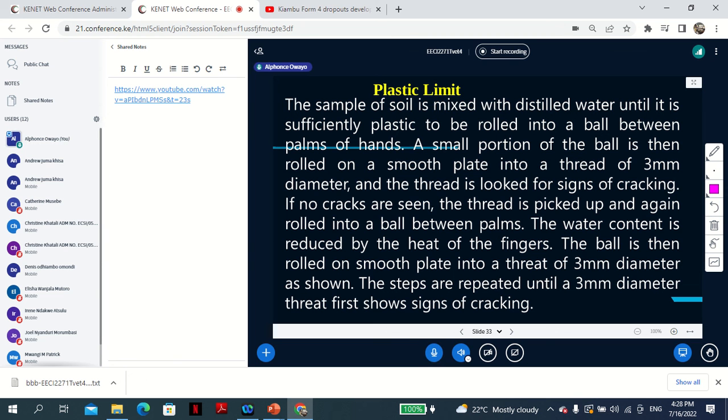So the plastic limit is determined. The sample of soil is mixed with distilled water until it is sufficiently plastic to be rolled into a ball between the palms of the hands. A small portion of the ball is then rolled on a smooth plate into a thread of 3 millimeters diameter, and the thread is looked for signs of cracking.